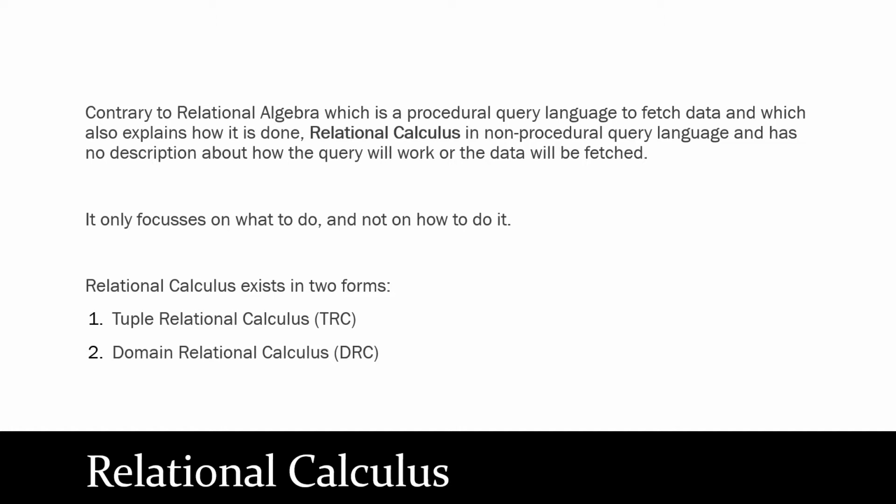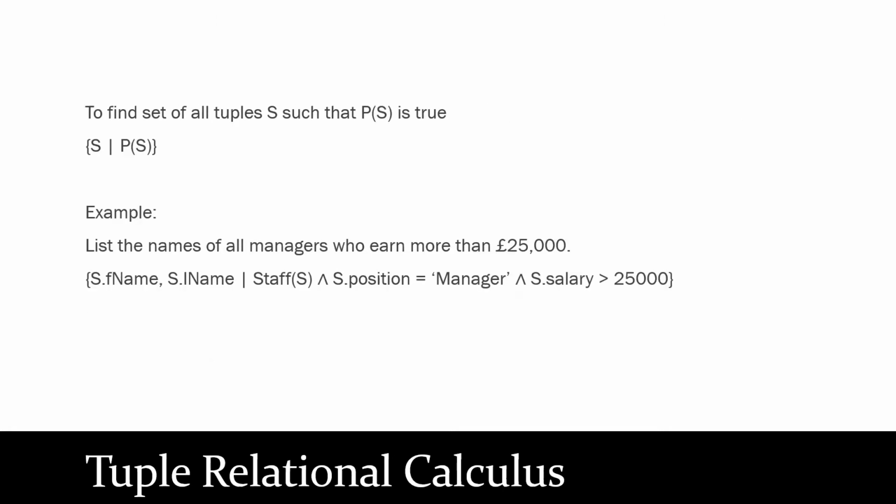Relational calculus exists in two forms: first, tuple relational calculus, and second, domain relational calculus. To find the set of all tuples S such that P of S is true, we write something like this: S, and then the condition is P of S.